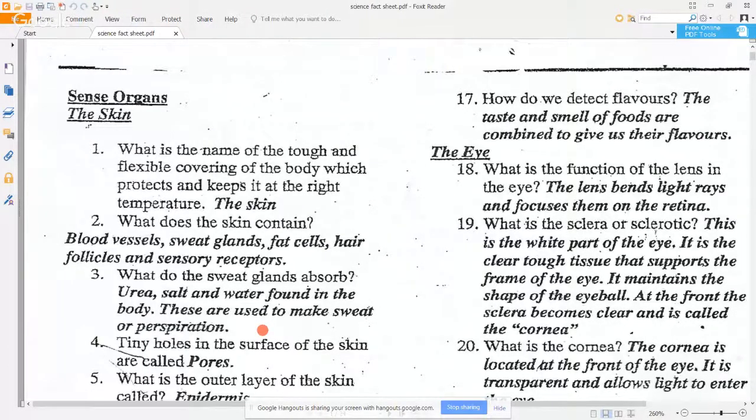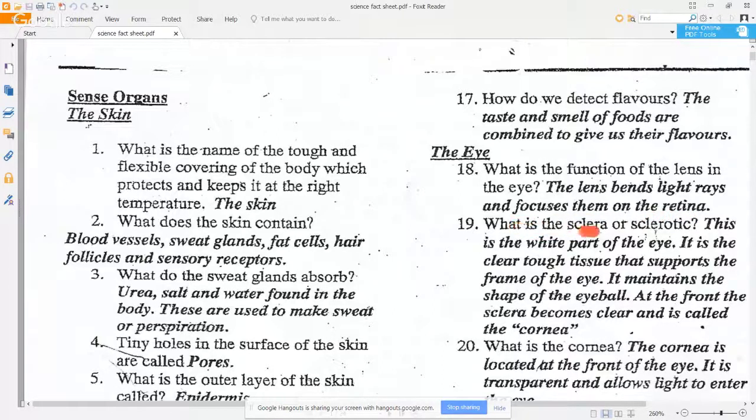Number 18, the eye. What is the function of the lens in the eye? The lens bends light rays and focuses them on the retina. If light is not focused on the retina, then we are not able to see properly. Okay, light must be focused on the retina. And if the retina is working properly, then we will be able to see.